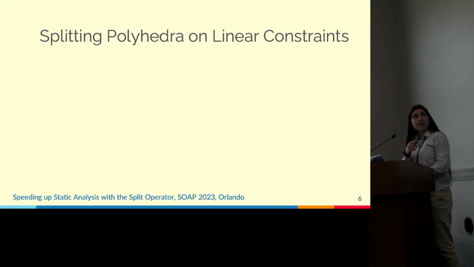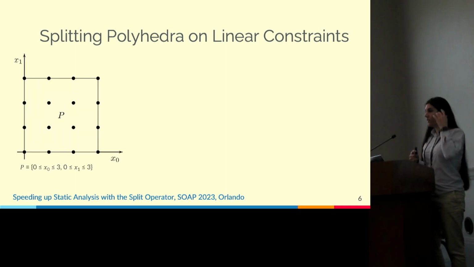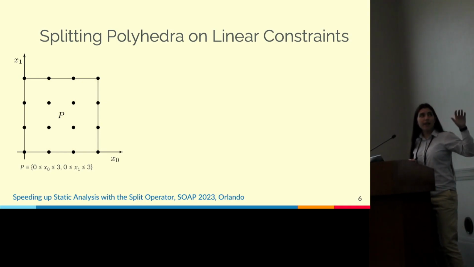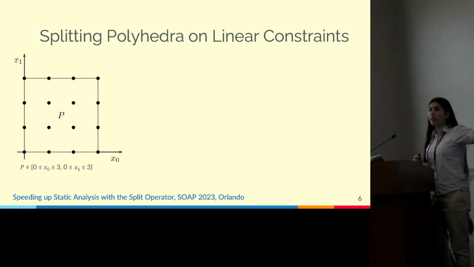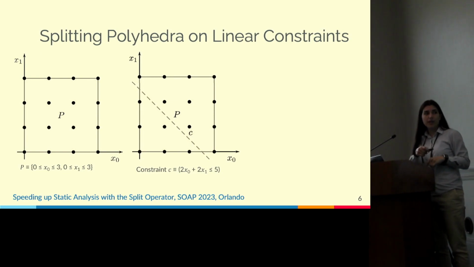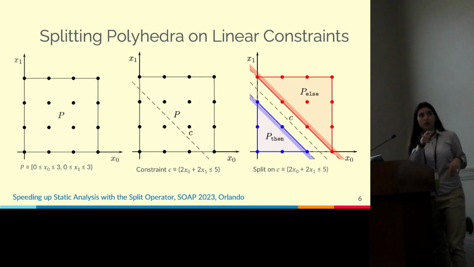So let's see some examples for the split operator itself on the polyhedral domain for linear constraints. So we have a polyhedron that is defined on a bidimensional space, and this polyhedron is in the integer domain, so we are working in a discrete space. So let's suppose that we want to split the polyhedron on a disequality on this constraint that we are representing here with this dotted line that falls inside the polyhedron. So basically, the result for the split operator is this one.